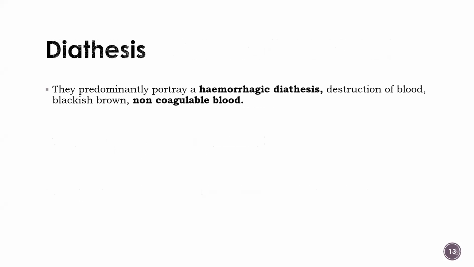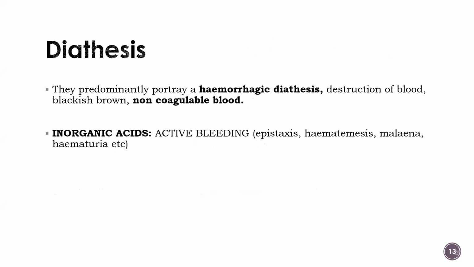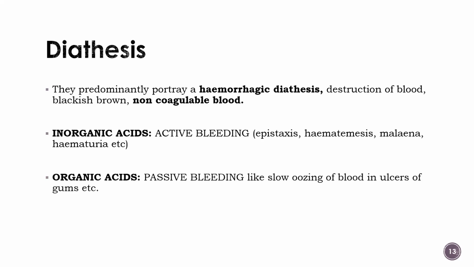Coming to diathesis, the majority of the acids, if not all, are hemorrhagic. Hemorrhagic diathesis: destruction of blood, blackish brown, non-coagulable blood. Here, inorganic acids show active bleeding, which is epistaxis, hematemesis, melena, hematuria, etc. The organic acids show passive bleeding, like slow oozing of blood in ulcers and gums. It's just for information.